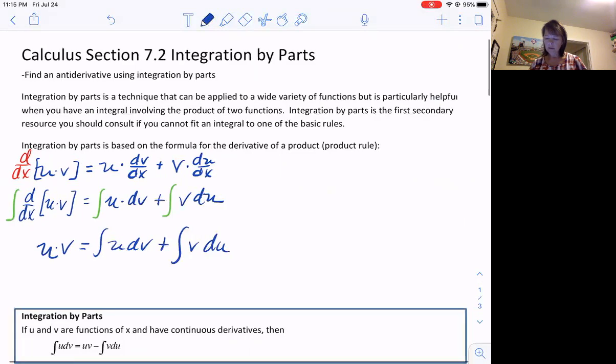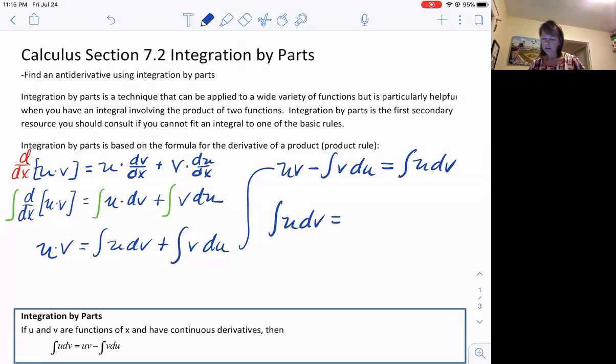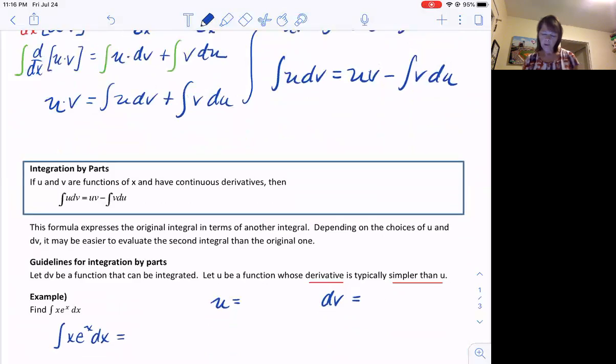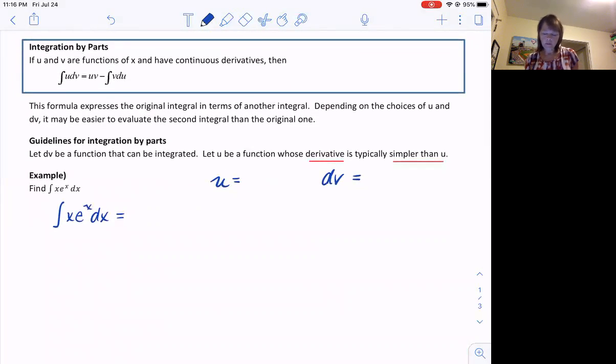So if I do a little manipulation here, uv minus the integral of v du would be equal to the integral of u dv. Now, as it turns out, we want to solve for the integral of u dv, so I'm going to put that on the left-hand side. The integral of u dv is equal to uv minus the integral of v du. This formula just didn't drop out of the sky. It's really based on the product rule.